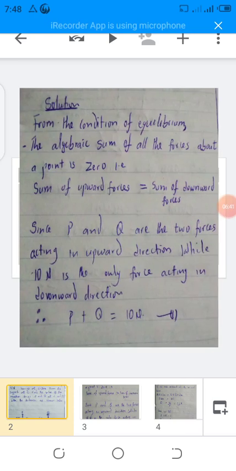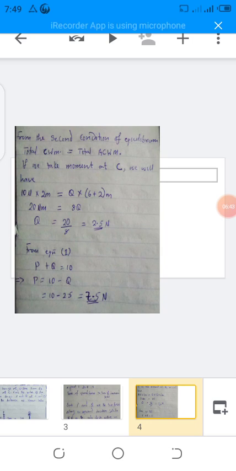So let's go back and make use of this. From the second condition of equilibrium, total clockwise moment must be equal to total anti-clockwise moment. So if we take moment at C, we will have 10 Newton, which is the clockwise moment, times 2.